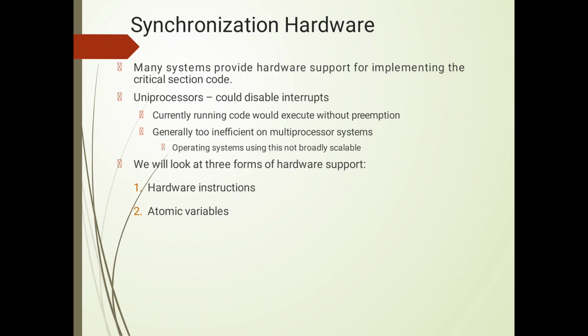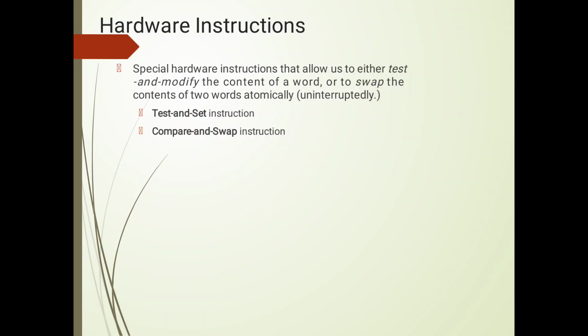So, hardware support is essential in the above three forms: memory barriers, hardware instructions, and atomic variables. In hardware instructions, there are special hardware instructions that allow us to either test and modify the content of a word or swap the content of two words. That can be explained by the test-and-set instruction and the compare-and-swap instruction.